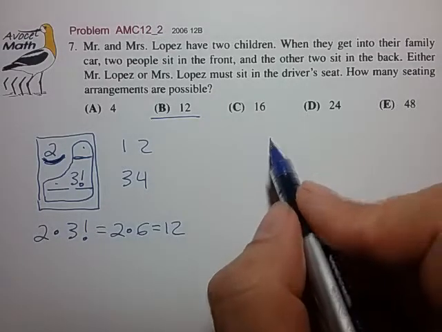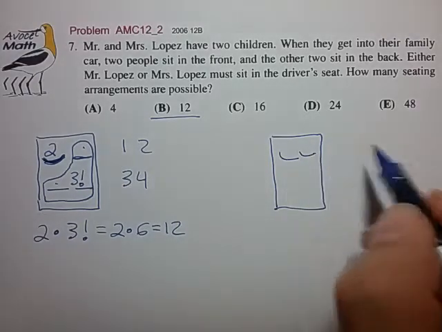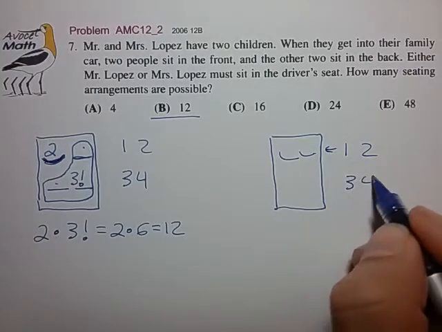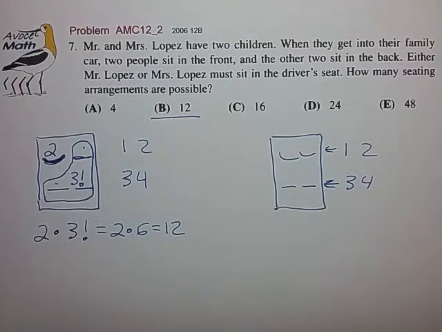It's instructive to also examine the more usual situation where we have a car where the 2 adults are always going to sit in the front and the 2 children are always going to sit in the back. That certainly was the case when I was growing up.